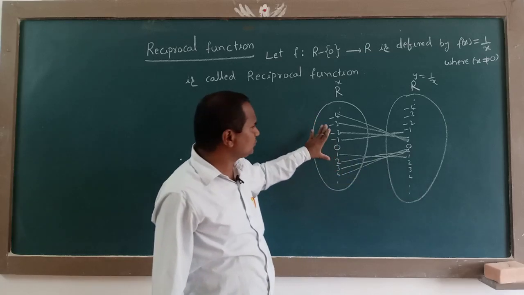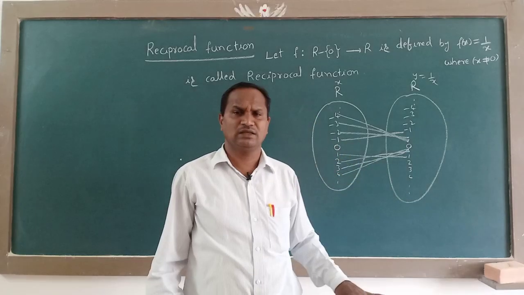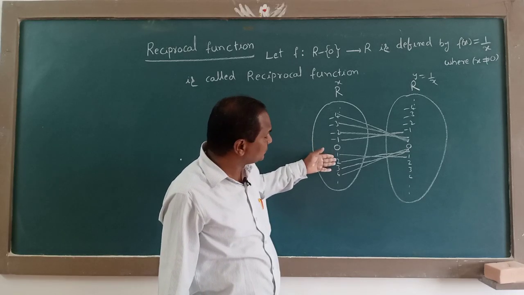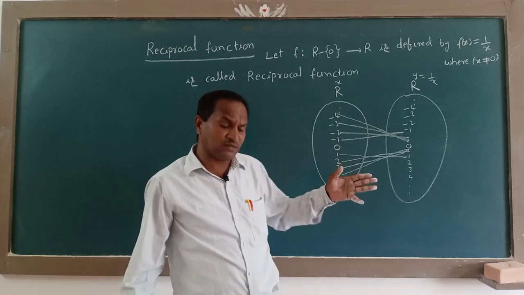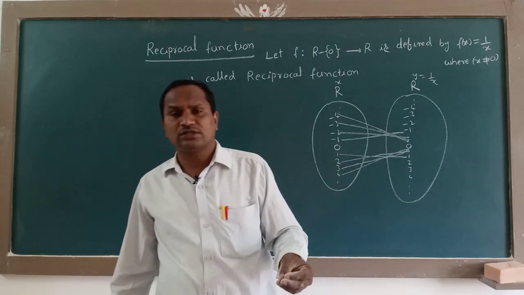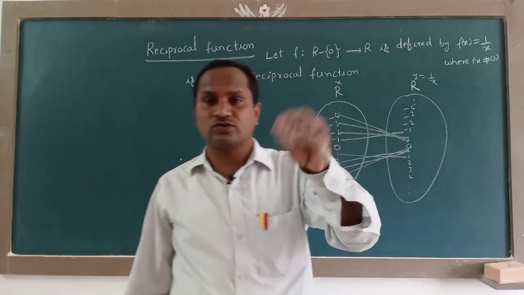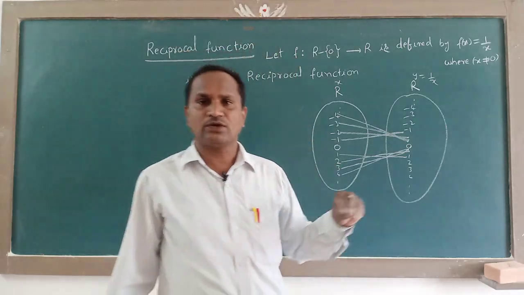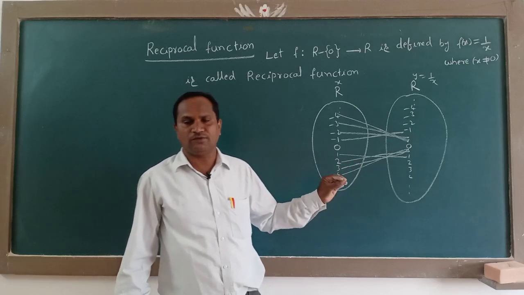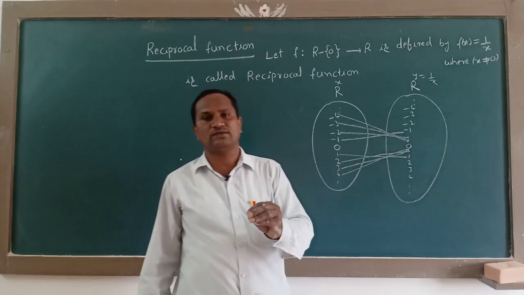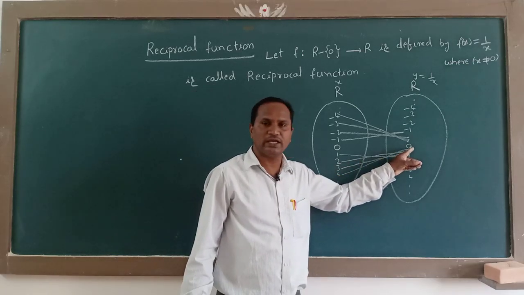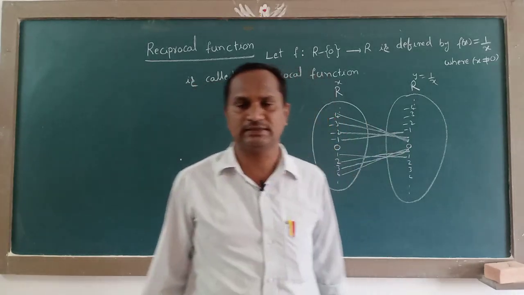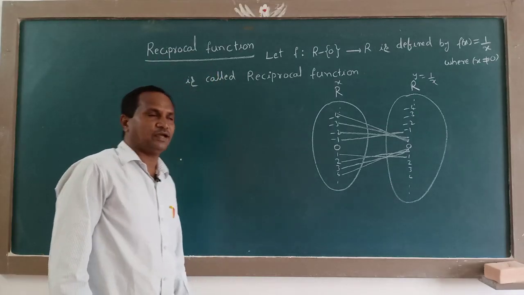I have taken only some examples to show. If you take some other numbers between 0 and 1, between 1 and 2, between 2 and 3, some decimals, and if you take reciprocals of those decimals, there is also a chance to get some perfect numbers. That's what we can tell about the range of the reciprocal function. Range is always the set of all non-zero real numbers, that is R minus 0, for the reciprocal function. That's what we can write here.